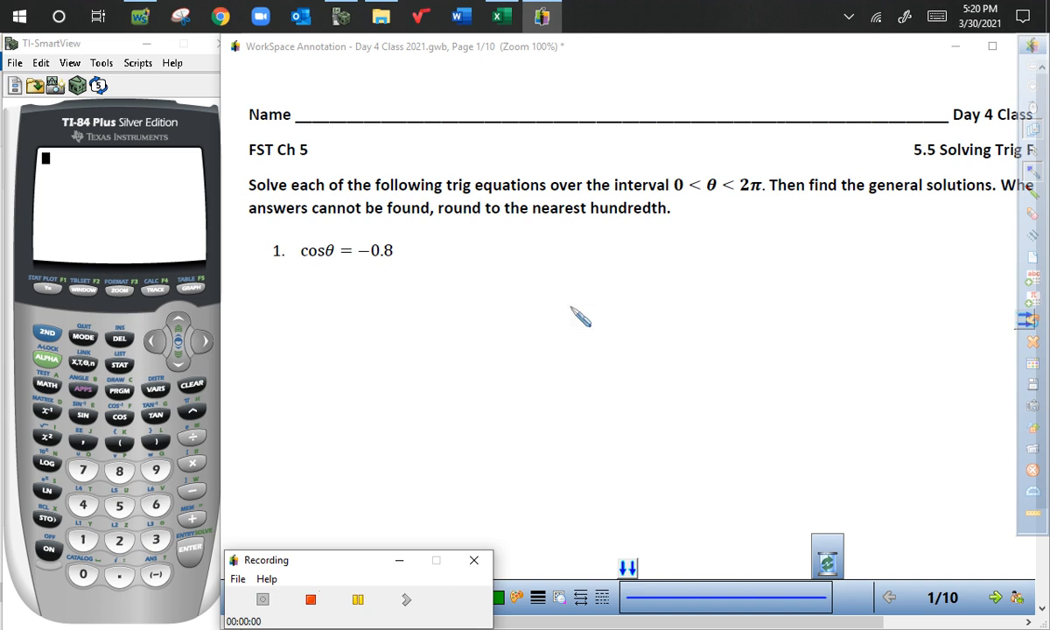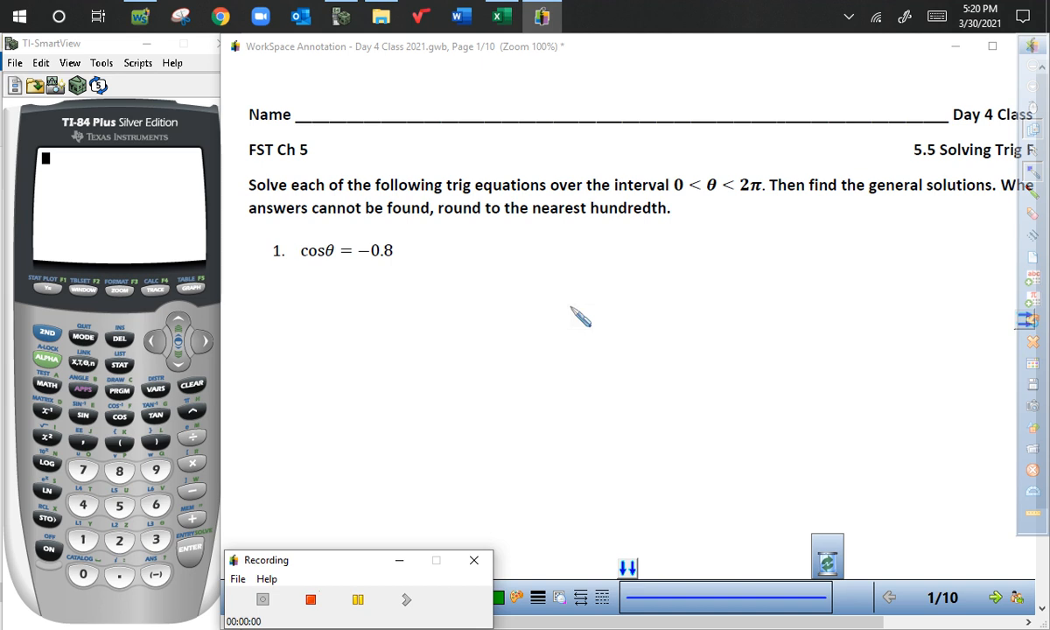Hey folks, today we're going to be doing more solving trig equations. We'll see a little bit of review from last time, where we were solving equations by hand, drawing pictures, factoring, things like that. And we're also going to see some different types of equations that we'll actually solve graphically.